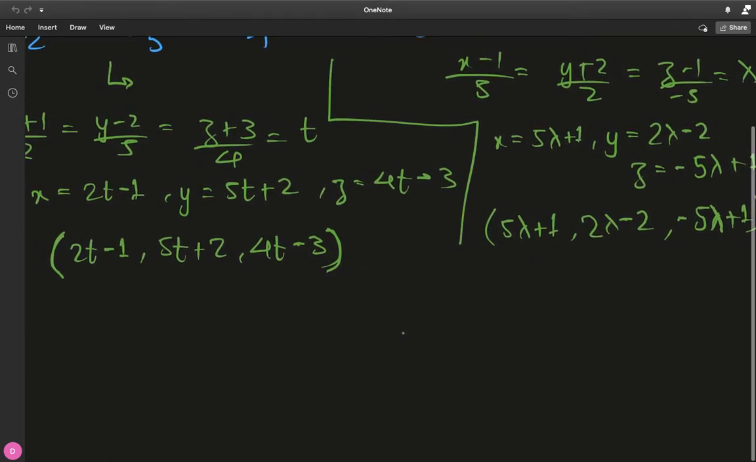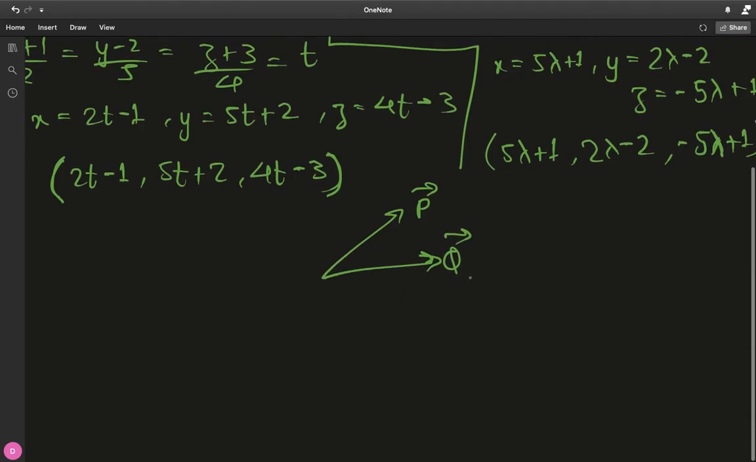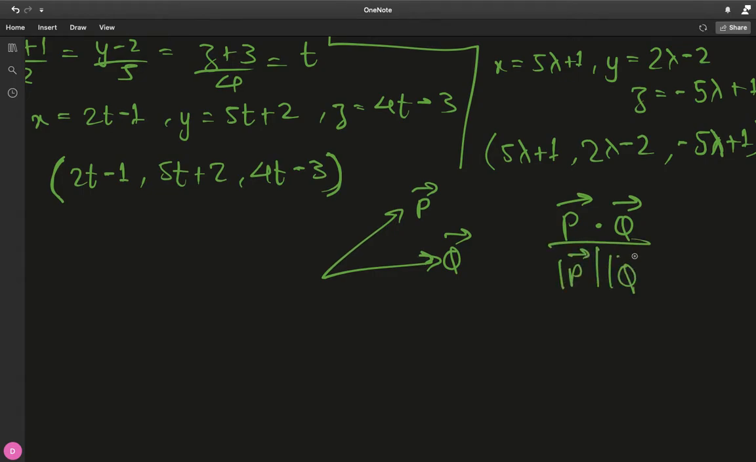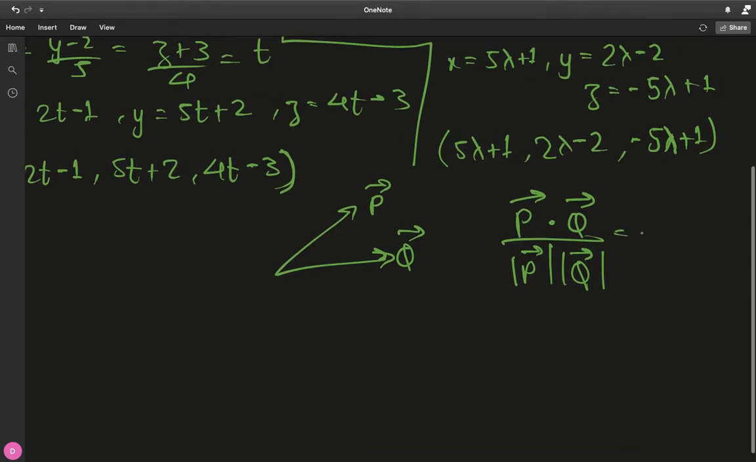So we have these two parameterizations. If you remember our classic two-dimensional vectors, if you wanted to find the angle between two vectors, in other words the angle between two lines, say you had a p vector and a q vector, what you would do in two-dimensional vector algebra is dot p with q and divide by the magnitude of p times the magnitude of q, and that, by definition of the dot product, would be cosine of theta, where theta is the angle between them.